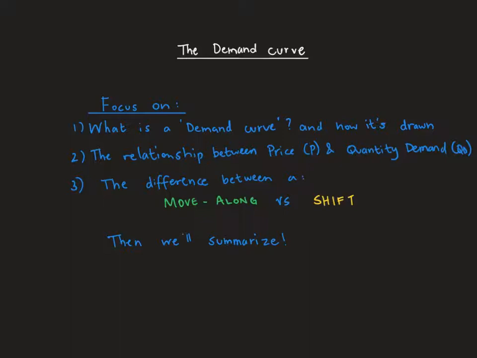In this video, we'll focus on the demand curve. In particular, we'll focus on three main things: what is a demand curve and how it's drawn, the relationship between price and quantity demanded, and a very important concept, the difference between a move along and a shift. We'll then do a summary at the end.